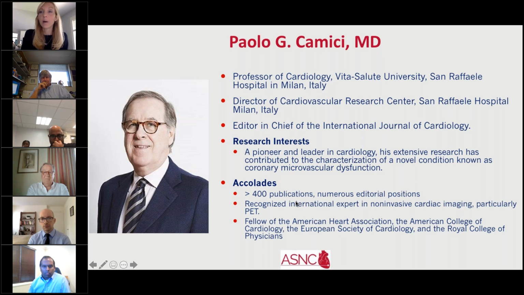He has over 400 publications. He has numerous editorial positions. He's a recognized international expert on non-invasive cardiology, particularly PET imaging. And he serves as a fellow of the American Heart Association, the American Association of Cardiology, the European Society of Cardiology, and the Royal College of Physicians, so all four of those.